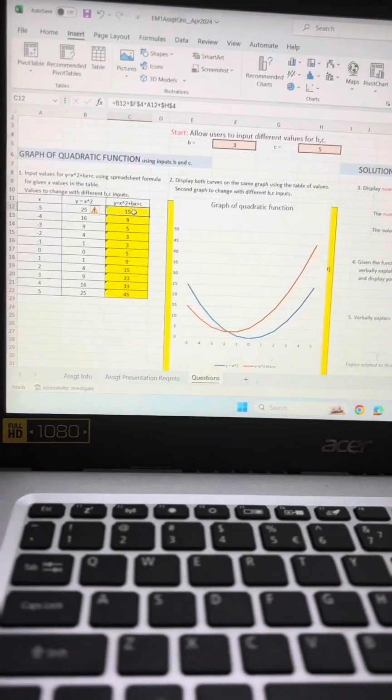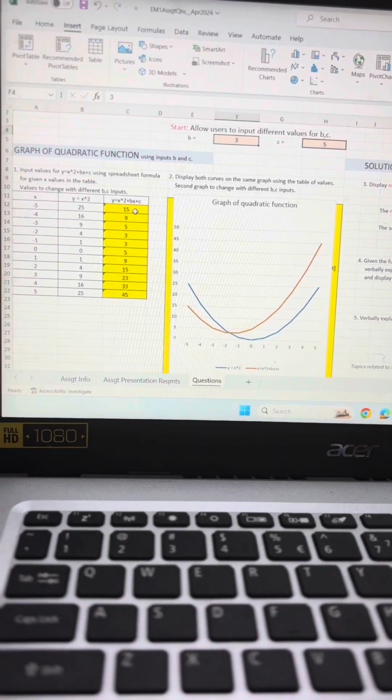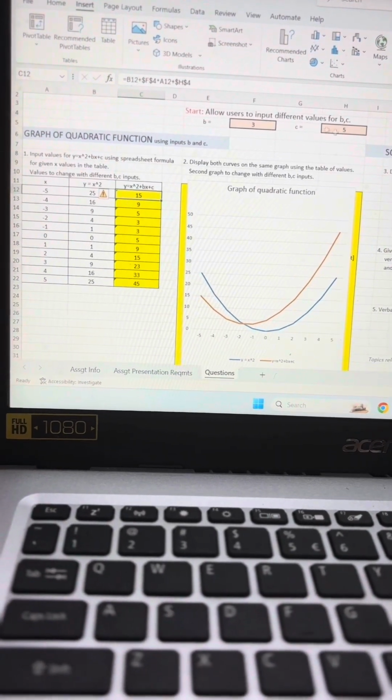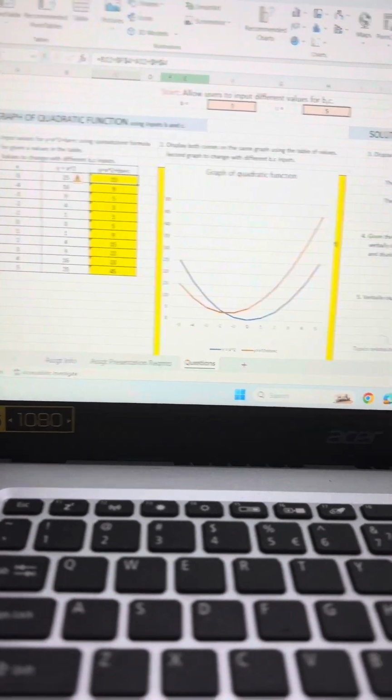Okay, in order to get this right, we use equals B12, then F4 and H12. Wait, this is the formula: H12 and F4. You might have realized there's a dollar sign in between this F4 and H4. This basically means locking the B and C values. Why we put the dollar sign in between is because we want to lock the value.